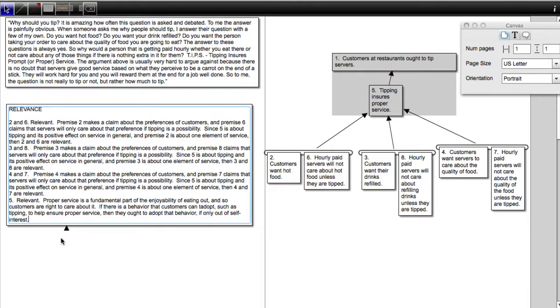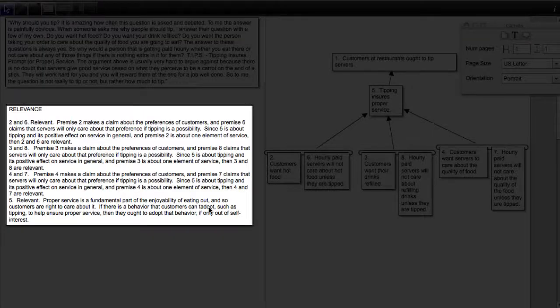Notice I have not just repeated the premise. That's why it's an arrow. I have made another claim, which someone can disagree with. I say proper service is a fundamental part of the enjoyability of eating out. Someone could say, I don't really care about it. It has nothing to do with it. All I care about is the quality of the food. So if I can have a crabby waiter who totally ignores me and I still have a great time, they may disagree with the relevance of 5 to the conclusion. But I think it is relevant because to me, good service is a really important part of eating out. So that is example number 9.